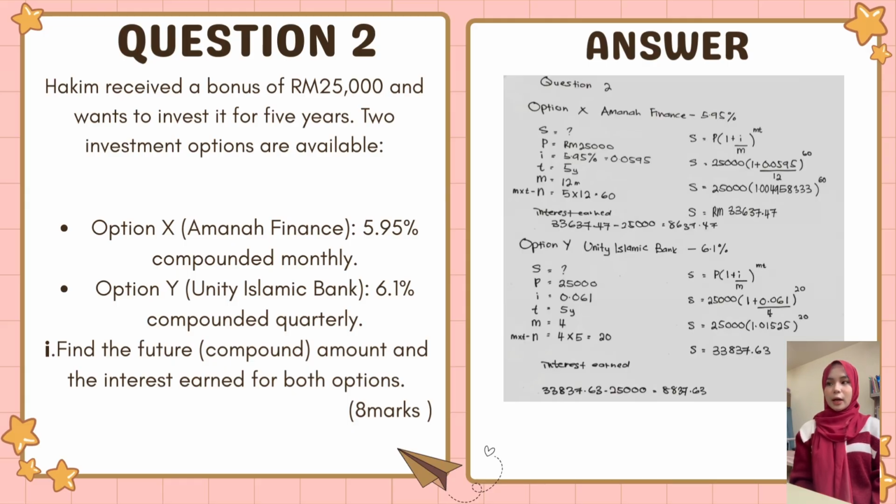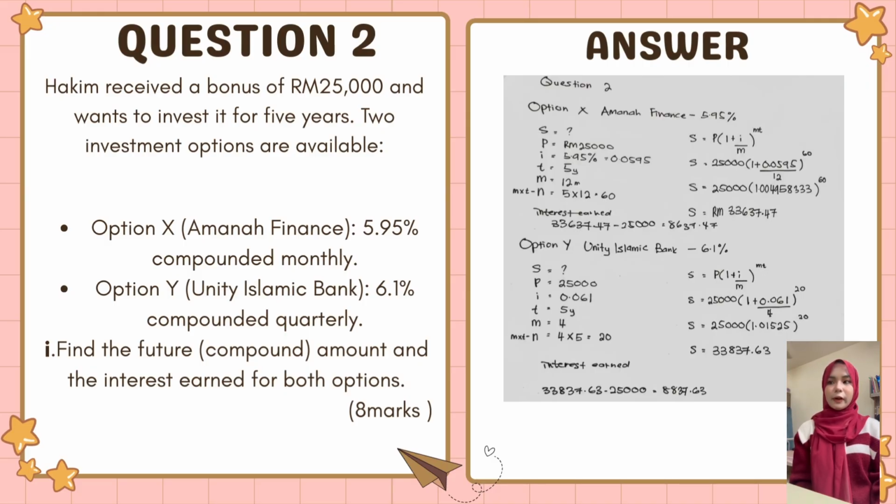Option X, Amanah Finance. The principal amount is 25,000 ringgit Malaysia and the interest rate is 5.95%, equal to 0.0595. The time period is 5 years and M equal to 12. N equal to M multiplied by T, so 5 multiplied by 12 equal to 60. I use the compound interest formula, which is S equal to P open bracket 1 plus I divided by M close bracket to the power M multiplied by T. S equal to 25,000 ringgit open bracket 1 plus 0.0595 divided by 12 close bracket to the power 60.